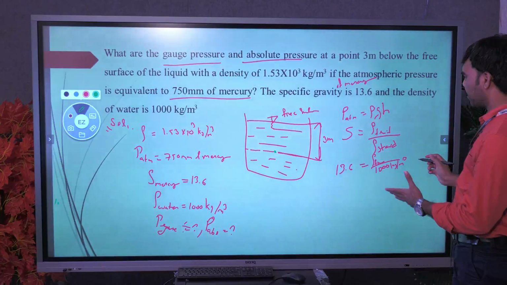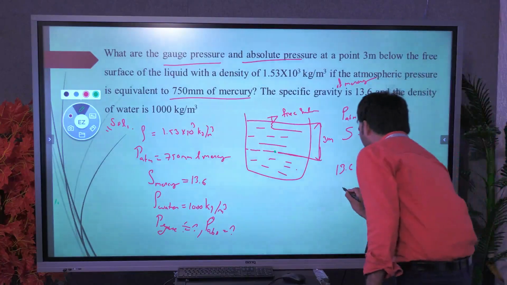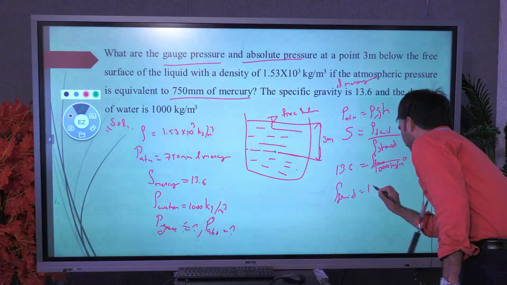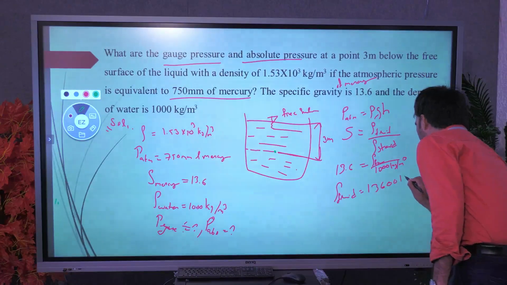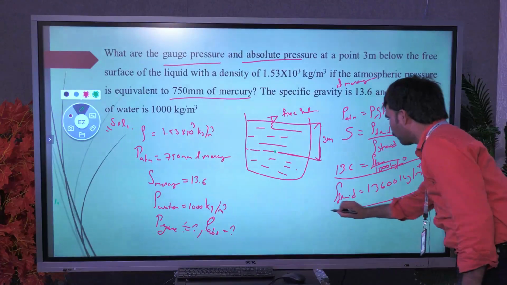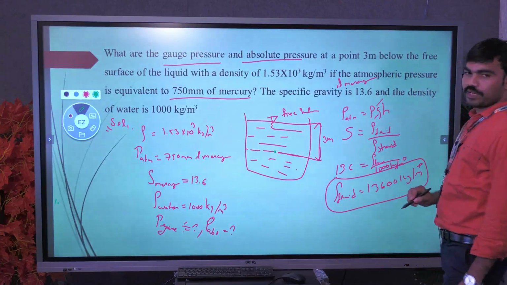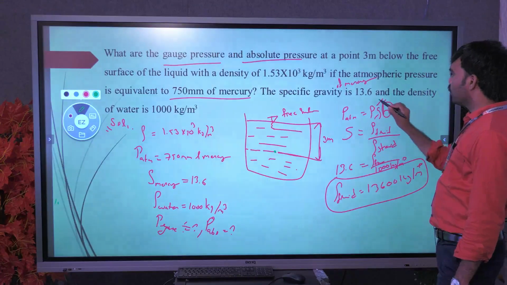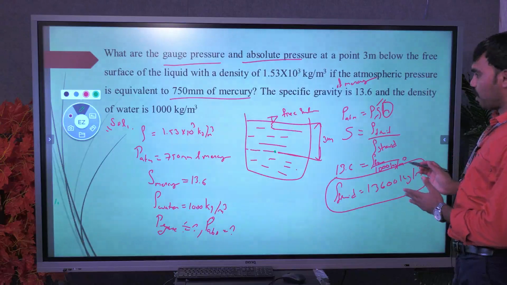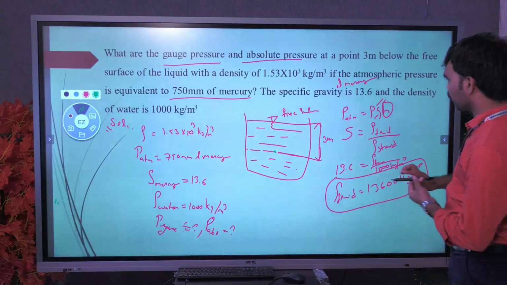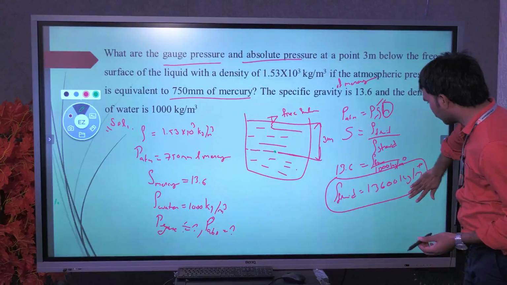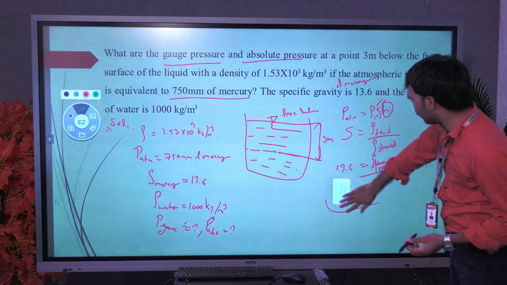We already solved this kind of problems, right? So now finally you will get the density of the fluid as 13,600 kg per meter cube. Now you know the density of the fluid. You know g, that you can assume 9.81, and the H value is already given, 750 mm of mercury. So you can solve this problem. Okay, shall we do this? I will rub this part. Okay, now we know the density, right?